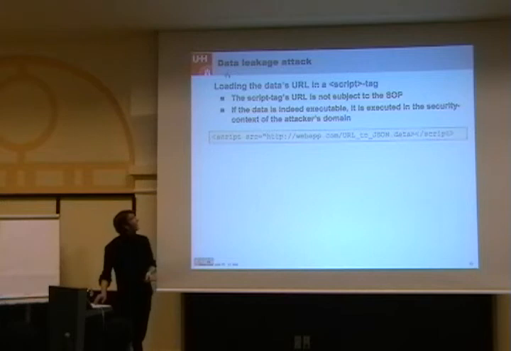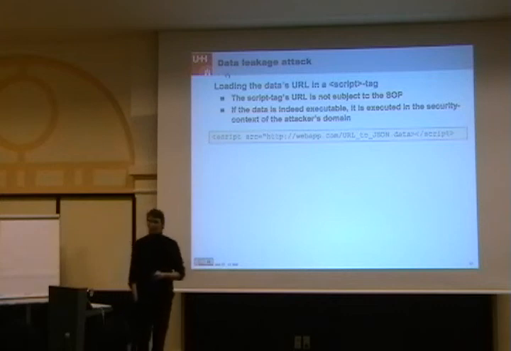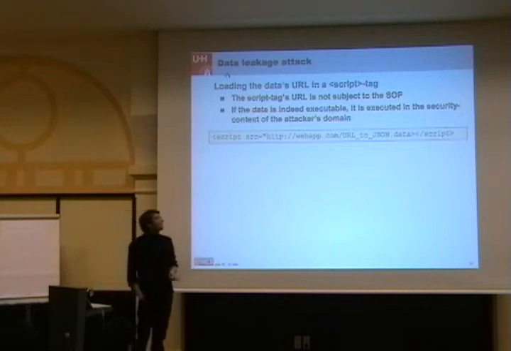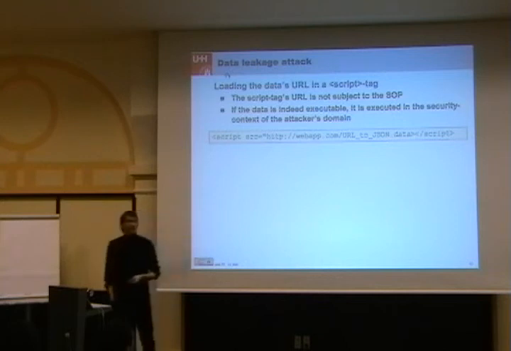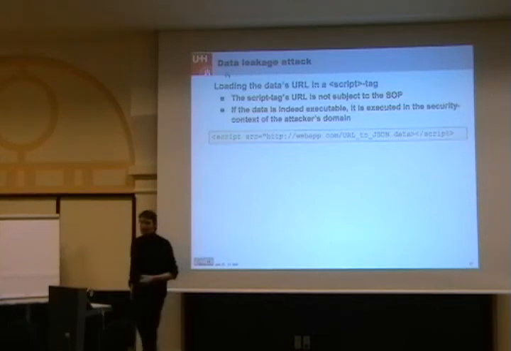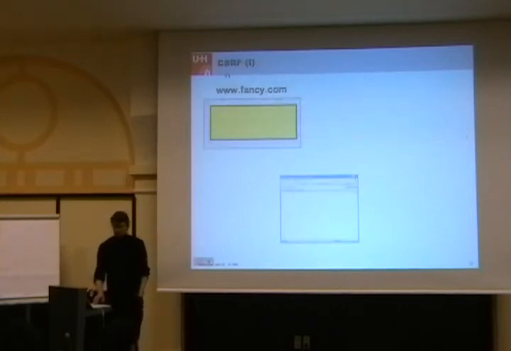And how does the exploit look? As I told you before, the script tag doesn't have same origin policy restrictions. So from attacker.org, we can do a script tag to webapplication.com. And as JSON in most variants is executable code, when we do something like that, the code is then executed in the security context of the attacker's web page. So again, our attack. Now we are on a fancy page that is doing some Web 2.0 magic.